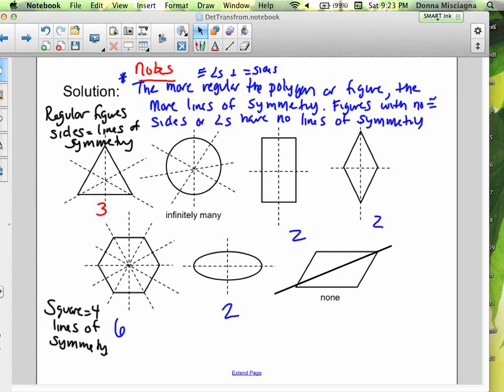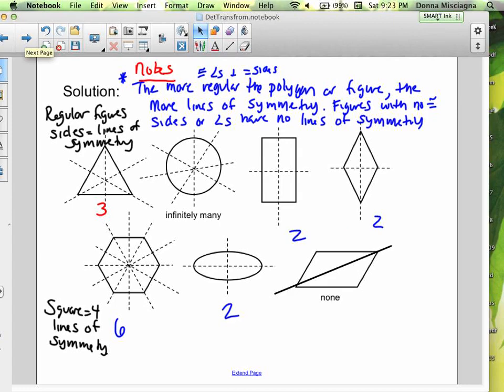All right, so the one that had none was the parallelogram. That will not map to itself. I'd have to turn it around to get it to map to itself. So this is going to end up over here, and this is going to end up over here. No lines of symmetry. The ones that had 2: the ellipse, the rectangle, the rhombus had 2.